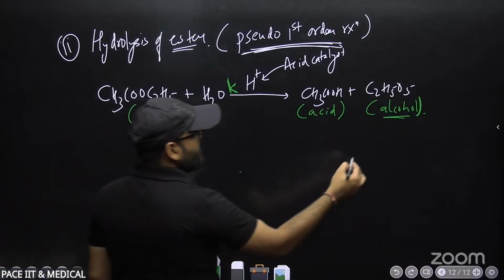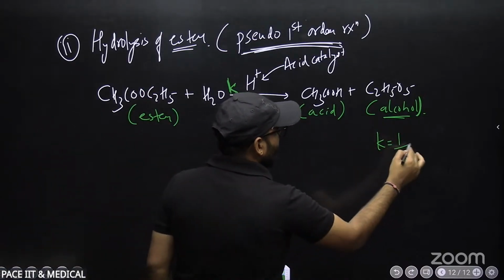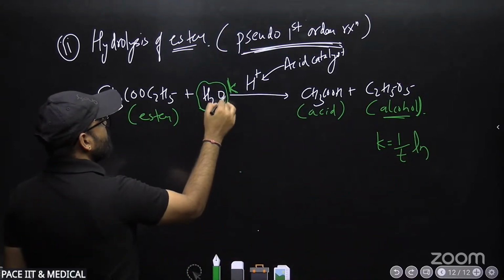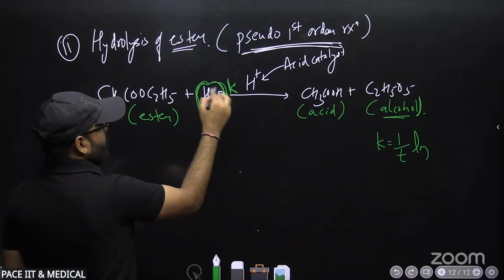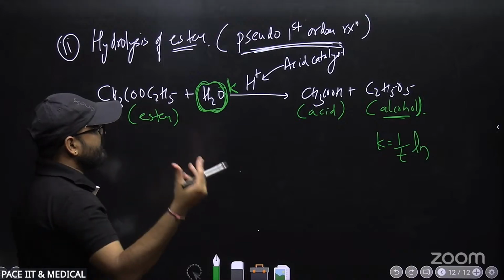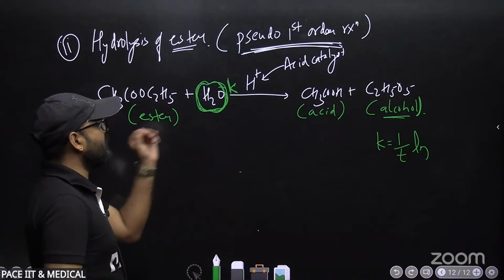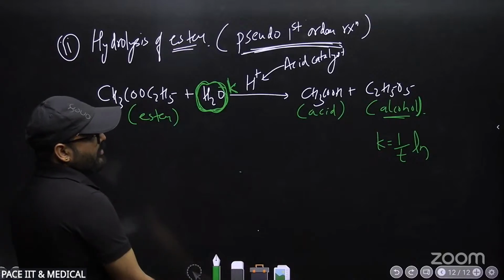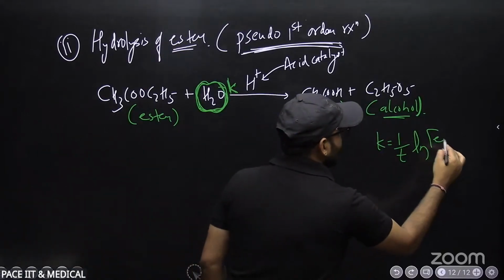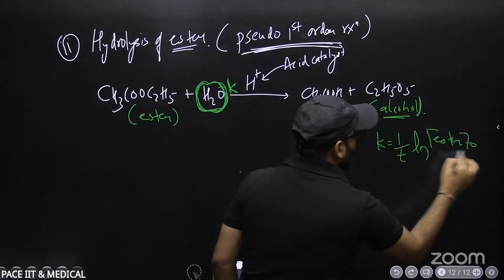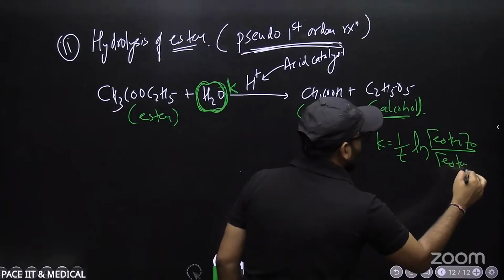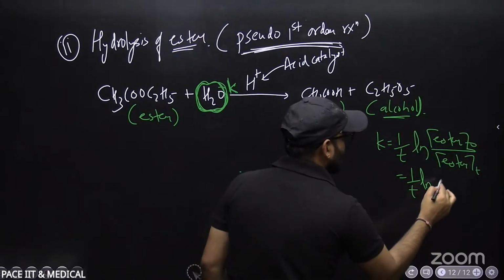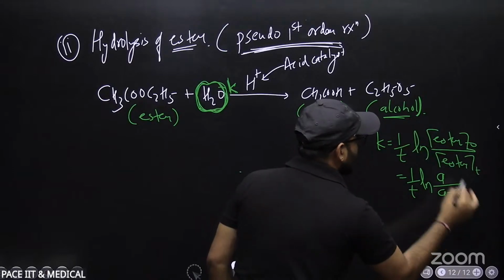So K will be equal to 1 upon t ln of reactant. We won't consider H2O because H2O is solvent. Solvent is present in large or excess amount, so we won't consider this. So rate will be dependent on the ester concentration. So this is ester naught upon ester at given time t, which equals ln A upon A minus X.